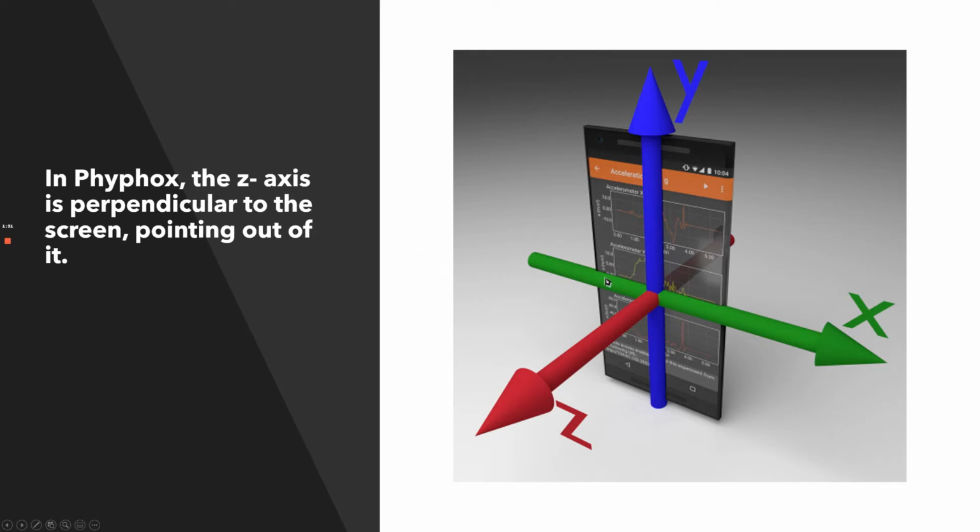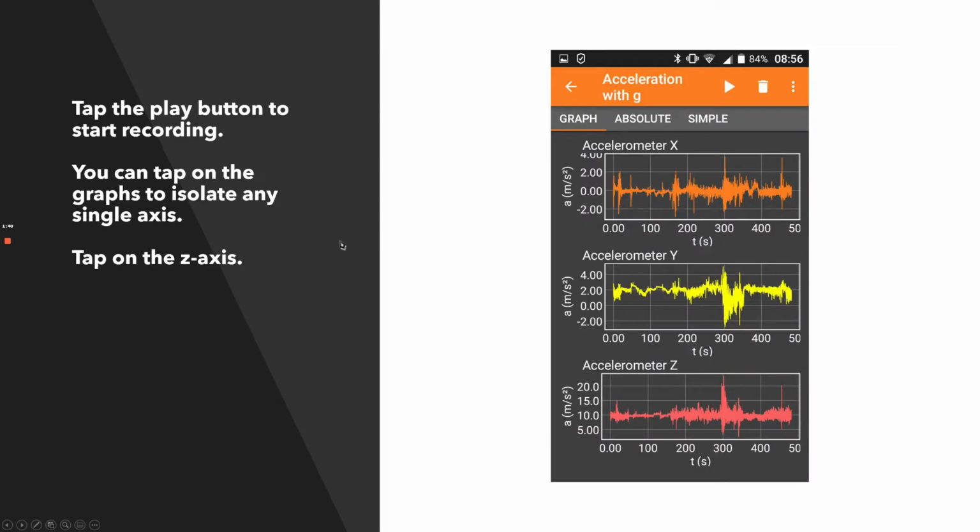It is important to understand how the 3 XYZ axes work, as the accelerometer can measure acceleration in all 3 axes. Once you start recording, just by hitting the triangle, the play button, you'll see that all acceleration data is there in all 3 axes.